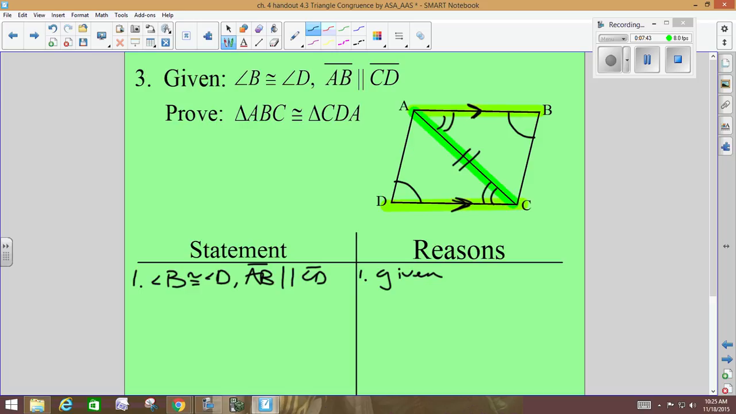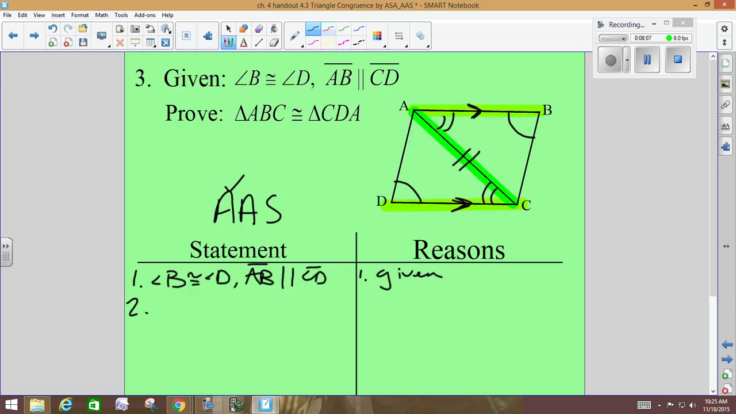Just looking at the markings, do we have enough to say that the 2 triangles are congruent? Would it be angle, side, angle, or angle, angle, side? Good, angle, angle, side. This side is not between the 2 angles in the same triangle. So, I have one angle already listed in my given.